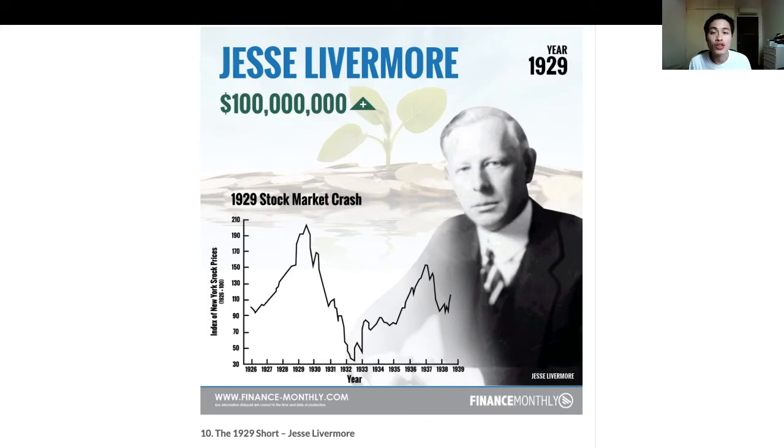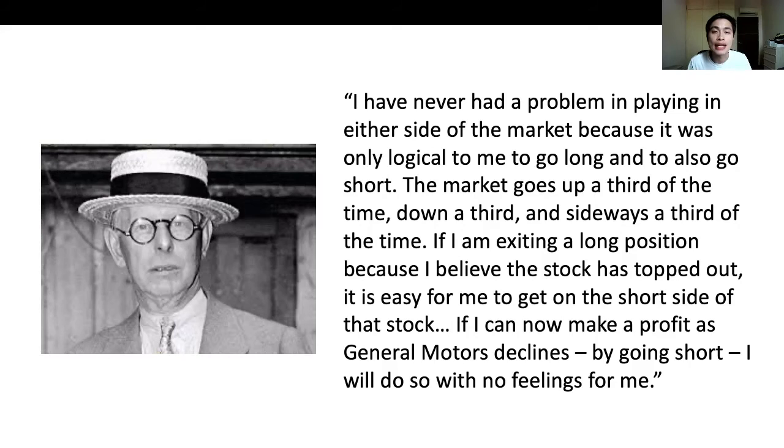And to give you some context, that $100 million back in 1929 is roughly equal to $1.5 billion today. You heard that right, that is billion with a B. So Jesse Livermore made a profit of $1.5 billion in today's money, shorting the 1929 stock market crash. And this is what he said about short selling in the stock market.